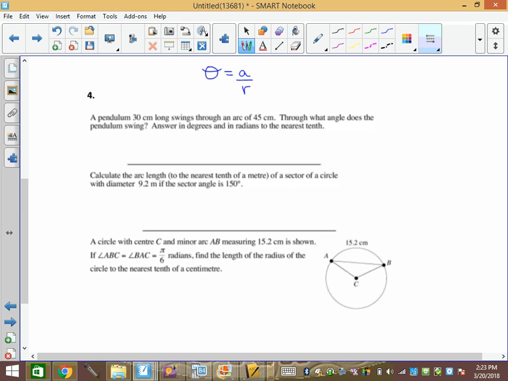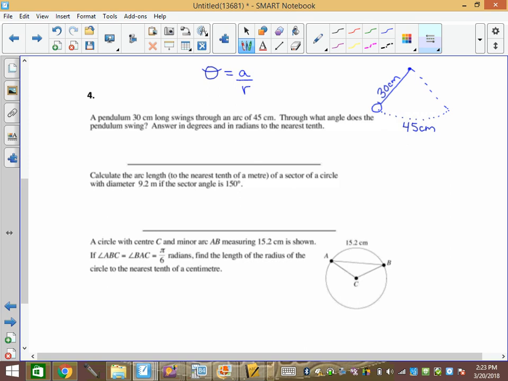So, for example, here we have a pendulum that is 30 centimeters long. So it's hanging from somewhere. Here's your pendulum. It's 30 centimeters long. Swings through an arc of 45 centimeters. Now, if we kept going around, this would be a full circle, correct?